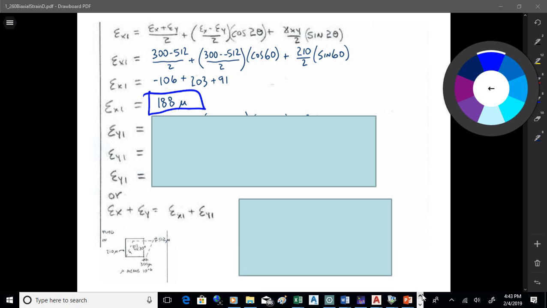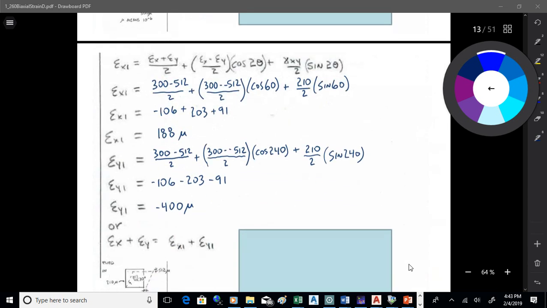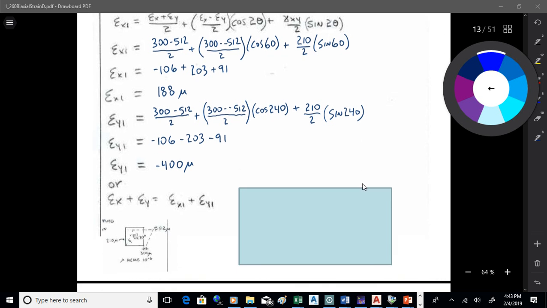All right, so that's the strain at 30 degrees. I can do the whole process over again, this time for 120 degrees, double it, I get 240. Plug in everything, and I get the strain at 120 degrees. It's negative 400. Again, it's just plugging into the formula. I'm using formula 71 to find the normal strains in that plate.